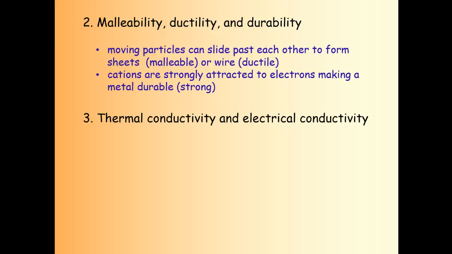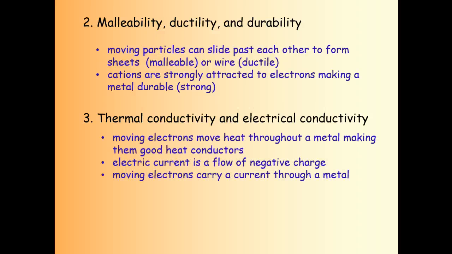They also have thermal conductivity and electrical conductivity, and that has to do with those mobile electrons in the electron sea. The moving electrons move the heat throughout the metal, making them good conductors, and the electrical current is, we know, a flow of negative charge. The electrons, which are negative, carry that current throughout the metal.